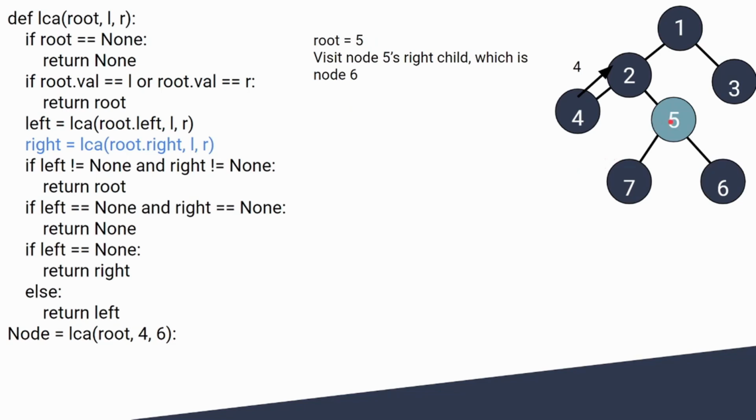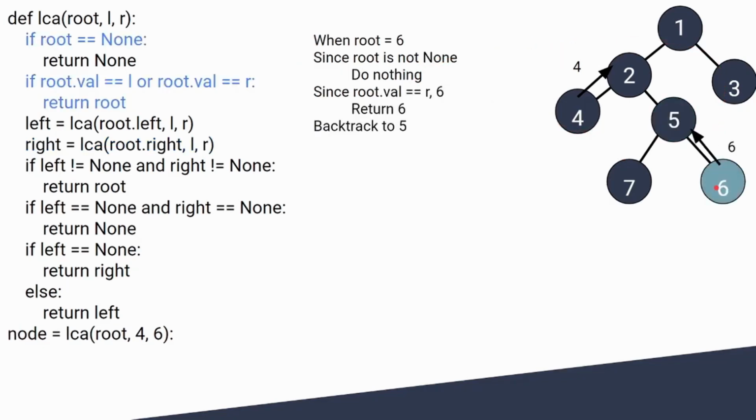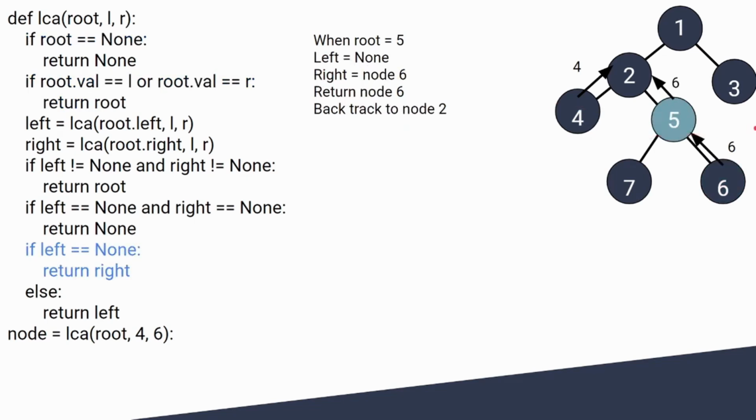So then you go back to 5. So then you visit 5's right child, which is 6. And since 6 is the right value, you backtrack to 5. So then when left is none and right is 6, you return node 6. So you backtrack to 2.